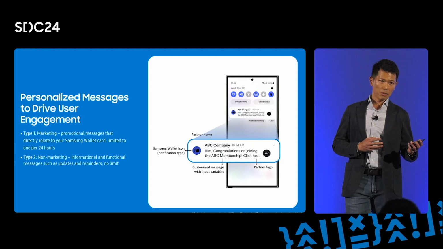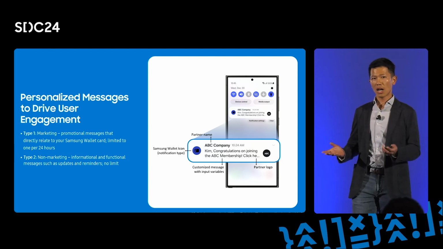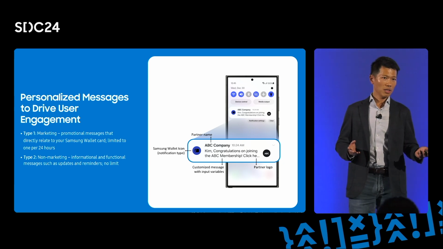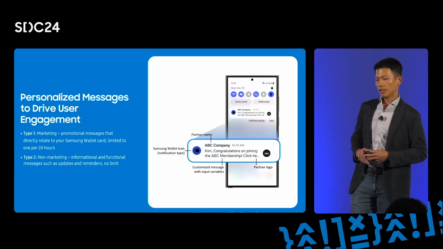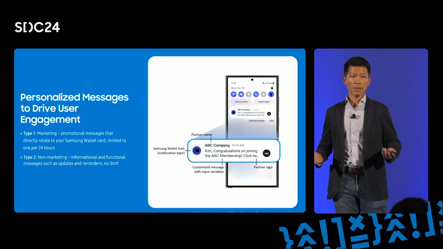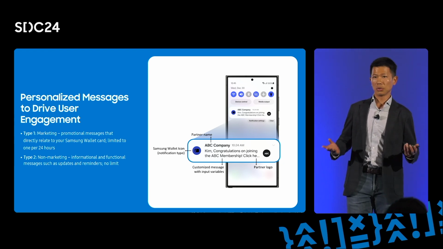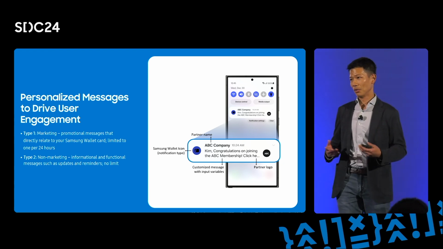The second type of notification would be for non-marketing use cases, where you will send informational or functional messages such as important updates or reminders. An example would be your utility bill is due today. Pay now to avoid late fees.